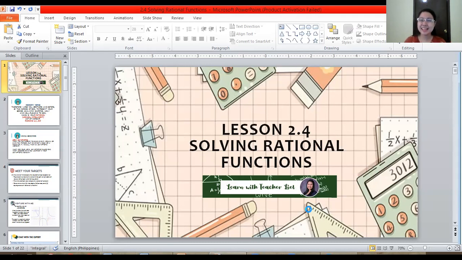Today, we'll discuss lesson 2.4, the last lesson for chapter 2, and it's about solving rational functions. Actually, in past semesters, this was not just about solving, it was about graphing rational functions. But with the most essential learning competencies, we only have the solving and we eliminate the graphing.